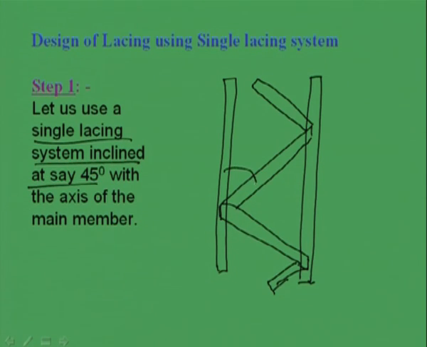So, this is 45 degree, right, this is 45 degree. We are assuming the angle of inclination theta as 45 degree, right. So, these two things, first step we are assuming, one is that single lacing system and then theta is equal to 45 degree, right.